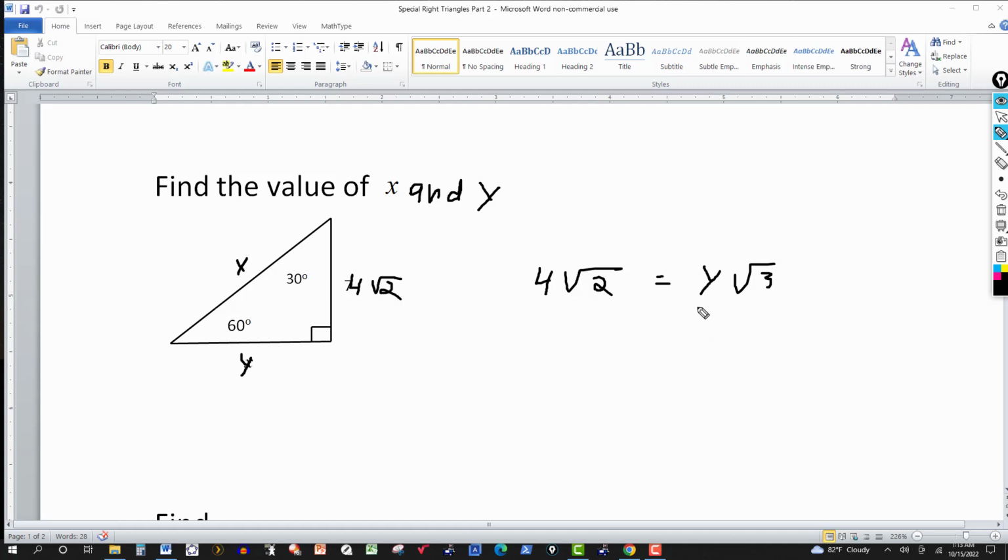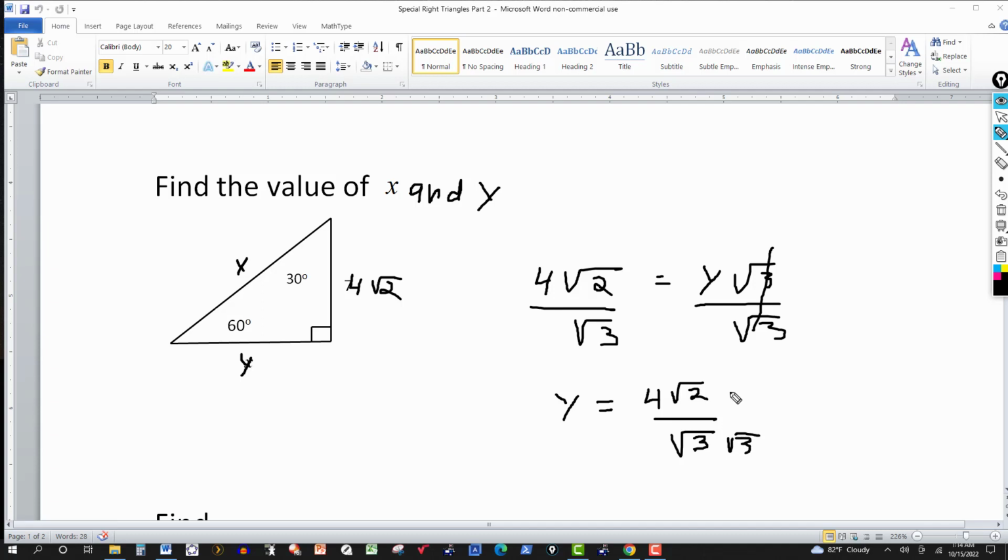So all we got to do here is solve for y. So divide here by the square root of 3. This cancels. So y then is equal to 4 times the square root of 2 over the square root of 3. And that's really the answer, except it's not simplified. Your instructor's going to want you to rationalize the denominator, so again multiply here by the square root of 3 to make that a perfect square in the radicand.